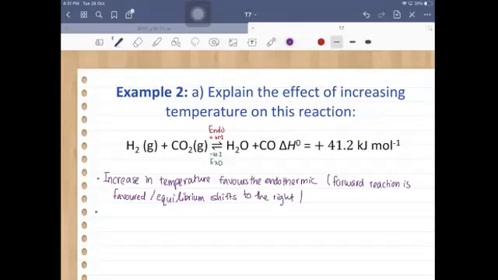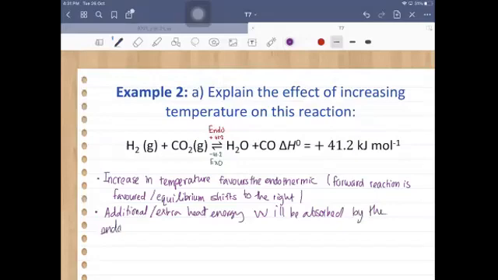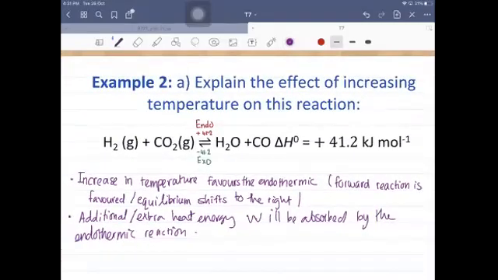The reason for this is that additional or extra heat energy will be absorbed, or you can use the word taken in, used up by the endothermic reaction. In this case, our endothermic reaction is when hydrogen reacts with carbon dioxide, okay? Forward reaction. Okay, if you want to copy that down, you can pause. I'm going to move on.